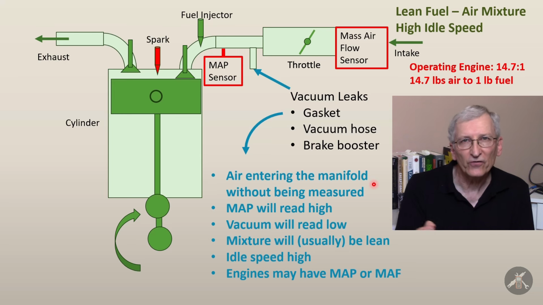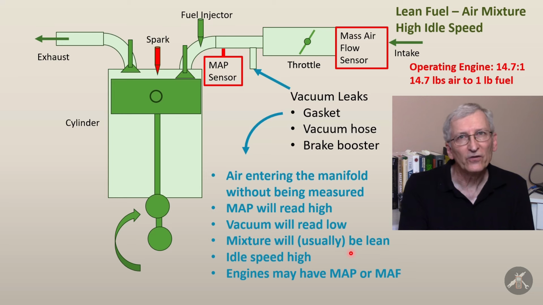Your heater and air conditioning system in the car, typically the dampers are driven off of vacuum motors. So if you're diagnosing an engine, especially with a high idle speed, those are the kinds of things you want to look for. I'm going to talk about MAP sensors in a little bit, but the MAP sensor will read high if you have a vacuum leak. The vacuum will read low because you're letting air in the back side of the throttle plate here. So if you had a vacuum gauge on it, the vacuum would be low.